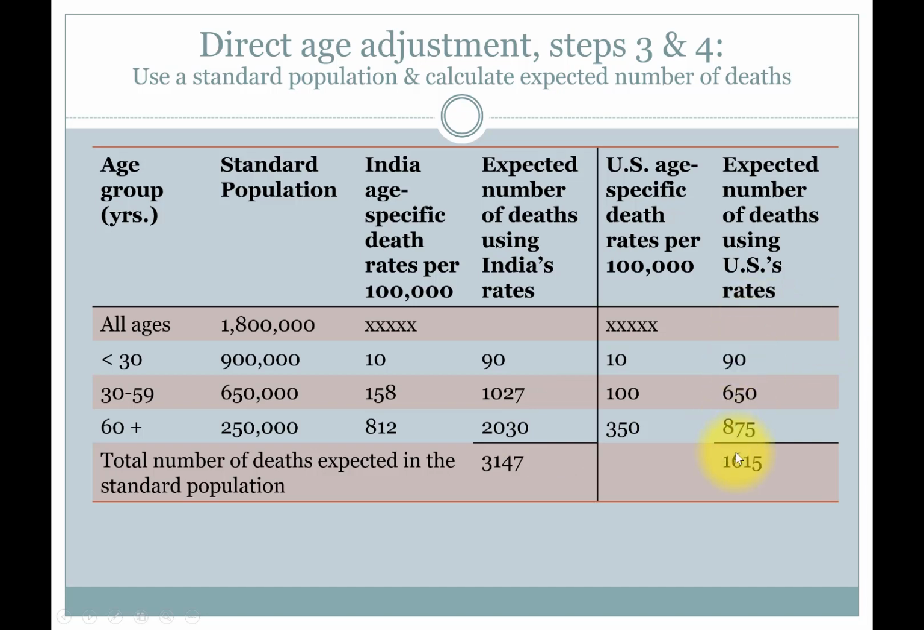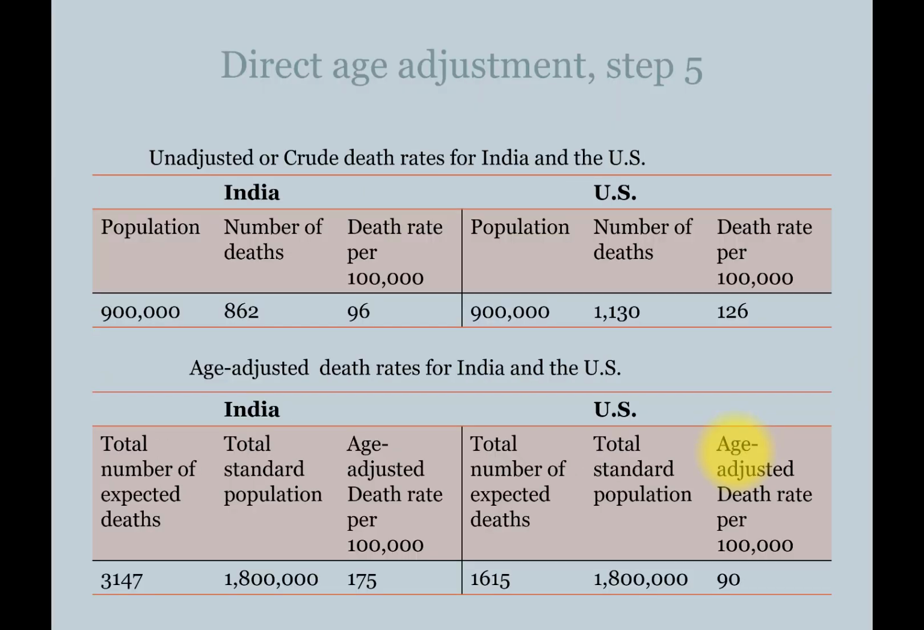You would do the same thing for the United States, and now you are ready to calculate the adjusted death rate for either country, okay? And of course, this is your total standard population. This is the new adjusted death rate. So the way you do it is you take your total number of expected deaths that you calculated previously, and you divide that by your total standard population, and you multiply that by your base, and then you're going to get the new age-adjusted death rate. So here you have 175 for India and 90 now for the United States.